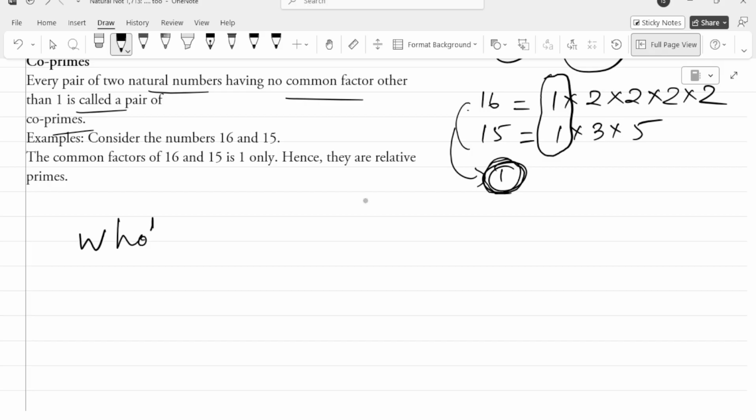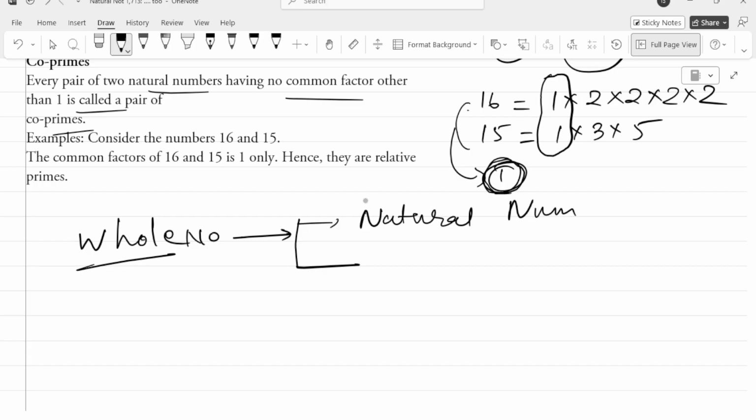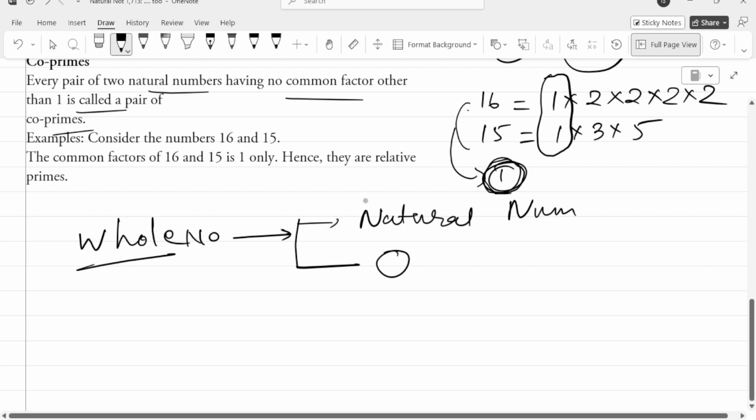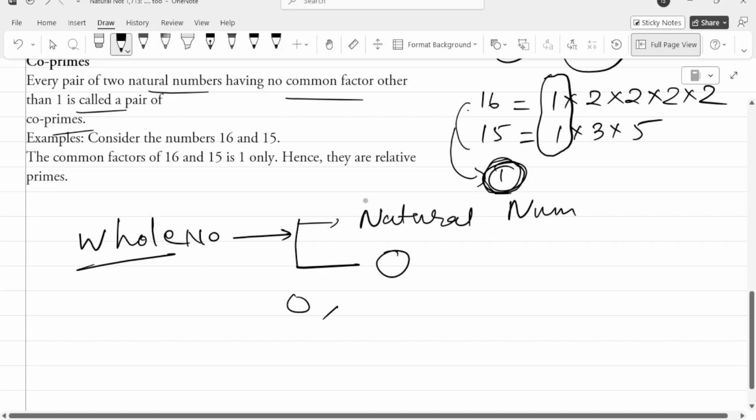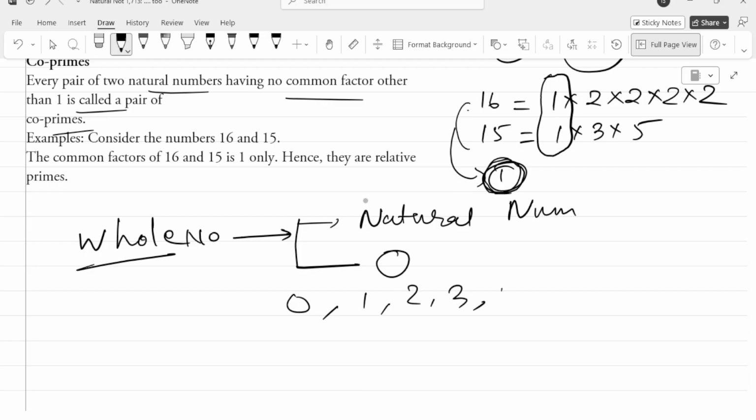Whole number. What is a whole number? A whole number is a natural number combined with 0. Whole numbers are natural numbers and 0. So here the number expression is 0, 1, 2, 3. When we include 0 with the natural numbers, we call them whole numbers, and so on. All positive numbers are whole numbers: 0 with 1, 2, 3, 4, all natural numbers are whole numbers.